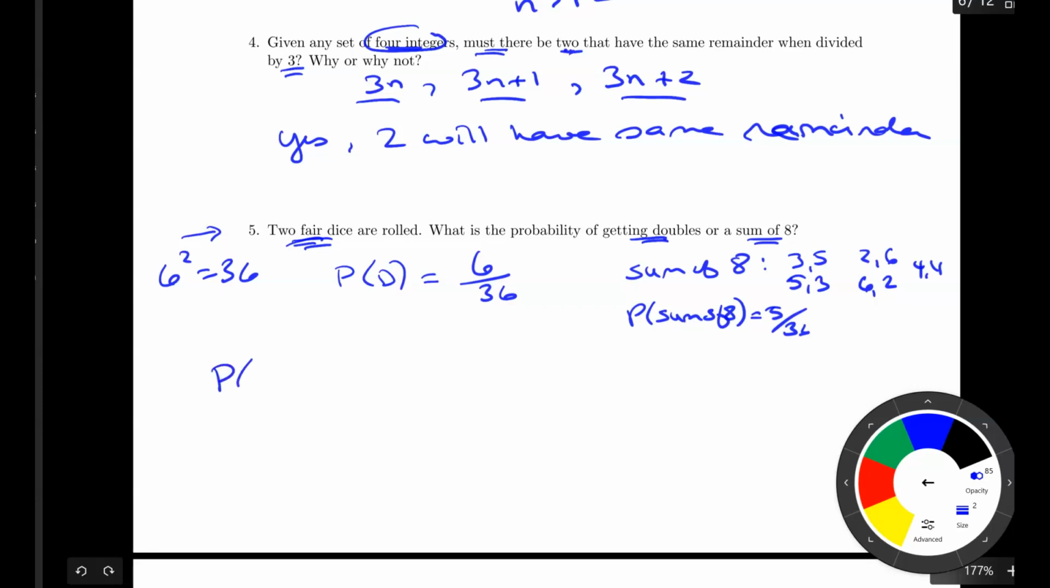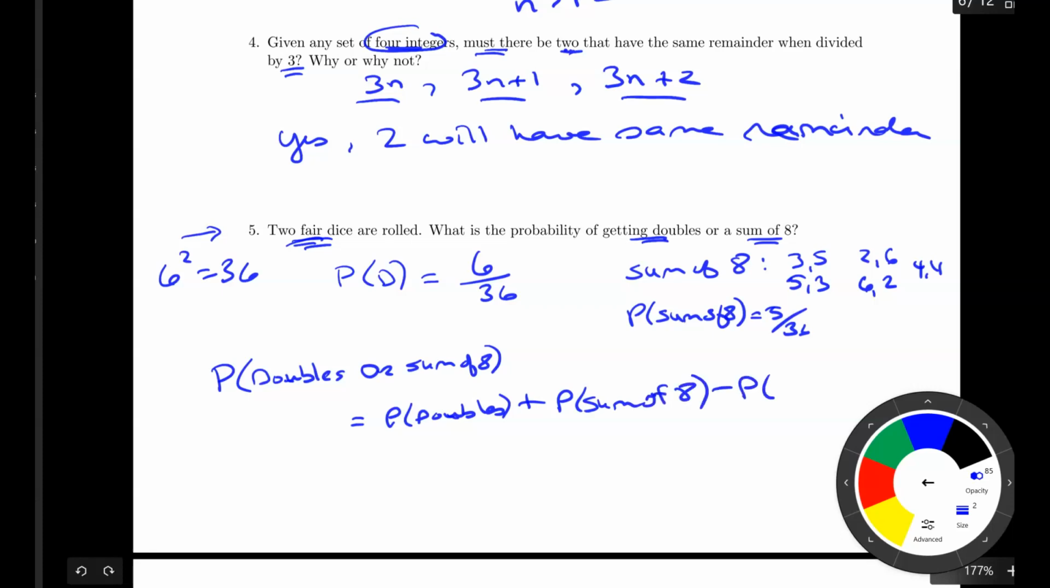Okay. So probability of doubles or sum of 8 will be probability of doubles plus probability of sum of 8, subtract off the probability of doubles and sum of 8. Okay, so this is 6 out of 36. This is 5 out of 36, and this one is 1, because I have the 1 option of the 4.